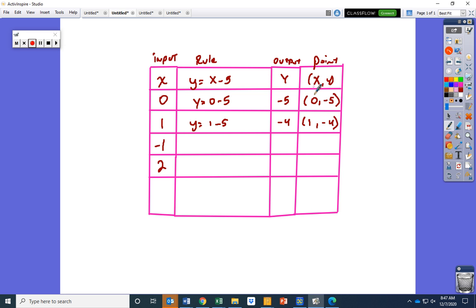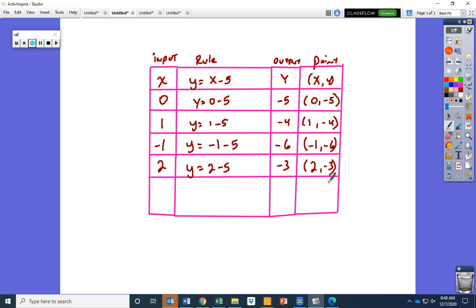Do you understand where this 0 and this 1 came from? Over here, these are my inputs that I plugged in. Whatever you choose to plug into your input, that's what you should do. Then I have y equals, what's my x this time? Negative 1 minus 5. Here's where we see mistakes. Some people put negative 4 here. Is that negative 4? No. Negative 6. And then my last one is y equals 2 minus 5, which would give me what? Negative 3.